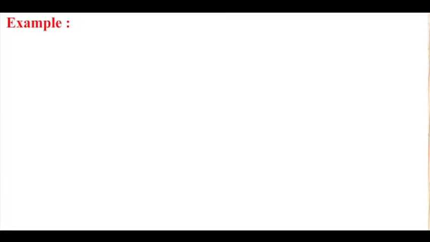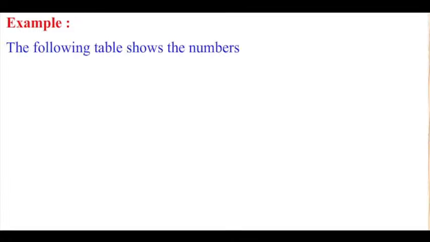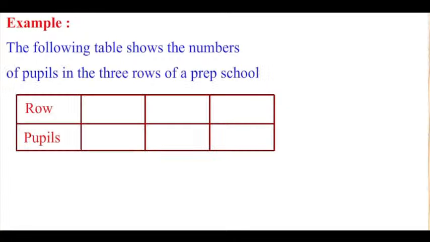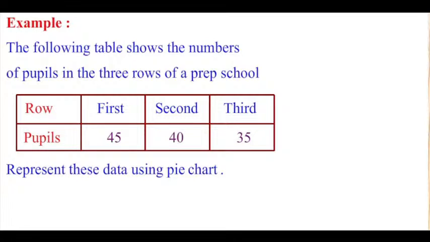Example. The following table shows the numbers of pupils in 3 rows of the prep school. First row is 45 pupils. Second row is 40 pupils. Third row is 35 pupils. Represent these data using pie chart.